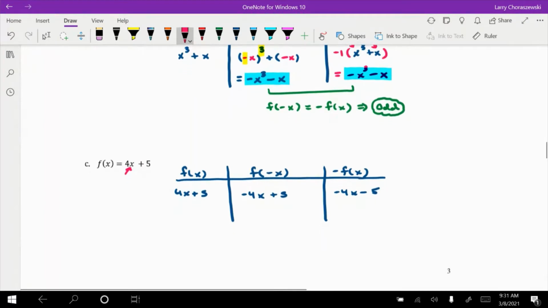Now, with that said, are there any matches within the table? No matches. So I'm just going to make a note of that. No matches, which means that it is definitely a neither function. You got it.